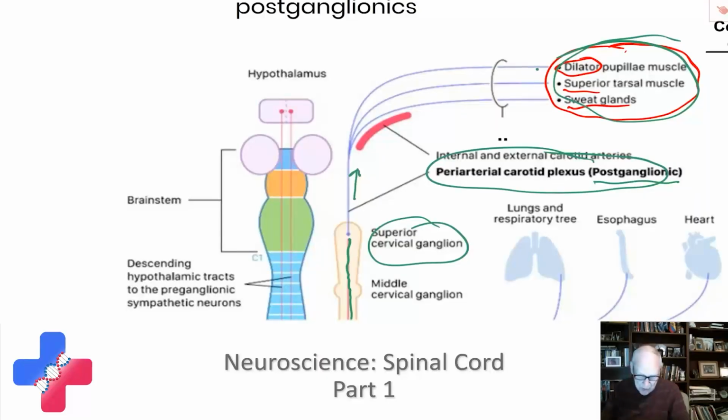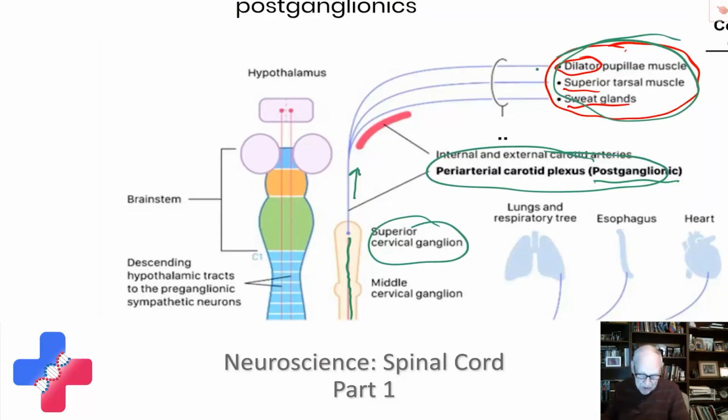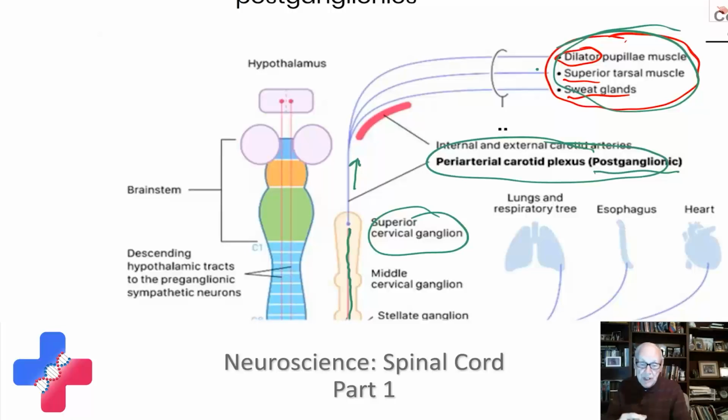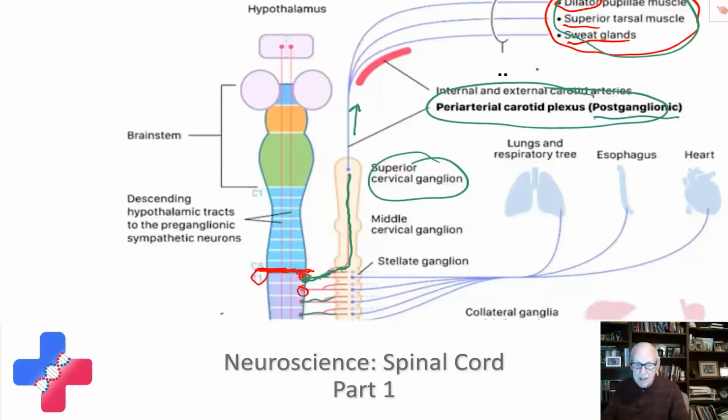So notice in the peripheral distribution for this pathway to the head, there's a preganglionic and a postganglionic. Preganglionics are where? T1 gray matter. Postganglionic cell bodies are in the superior cervical chain ganglia. Now, keep in mind, that's not the whole story of this autonomic innervation.